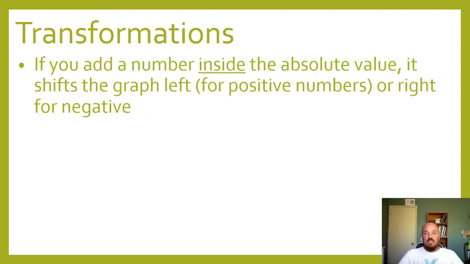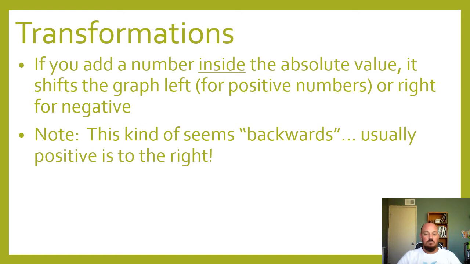Okay, so let's say we add a number inside the absolute value. So like we have our absolute value of x. Let's say we make it a little bit wider and we put a plus 10 on the inside with the x, or a minus 7 or something like that. What that does is it shifts it right and left instead of up and down. Now, read very carefully here. I said it shifts the graph left for positive numbers and right for negative numbers.